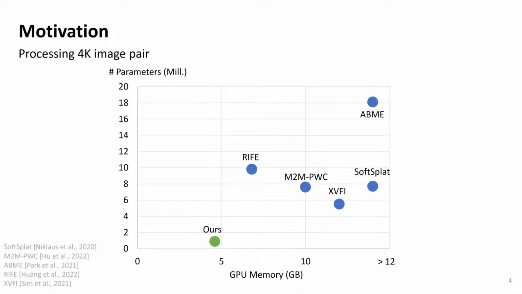This becomes especially obvious when we visualize the required computational resources of existing methods for processing high-resolution 4K videos. We plot here the required GPU memory versus the number of trainable parameters of some recent methods. The lower and the more to the left, the more efficient a method is in terms of computational resources. We can see how with our proposed method we can lower these requirements significantly.